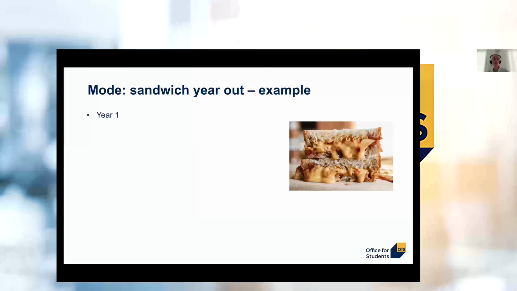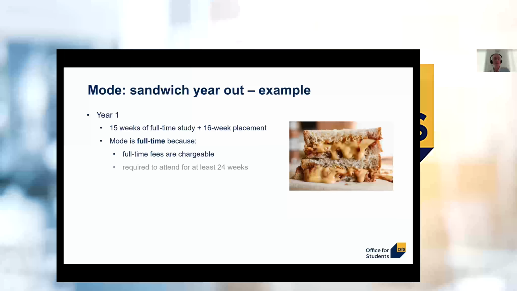So in this example, in year 1, students have 15 weeks of full-time study and a 16-week work placement. Now, this year should be recorded as full-time because full-time fees are chargeable. There's a requirement to attend for at least 24 weeks, and there's study, tuition, learning in the workplace, work placement for at least 21 hours a week. Now, notice that in this example, the study and the work placement together are the thing which take the activity over the 24-week threshold. This goes back to the part of our full-time definition when we said that full-time study can include time spent on sandwich work placement if the year doesn't meet the criteria to be a sandwich year out, and this year doesn't, so it's full-time.